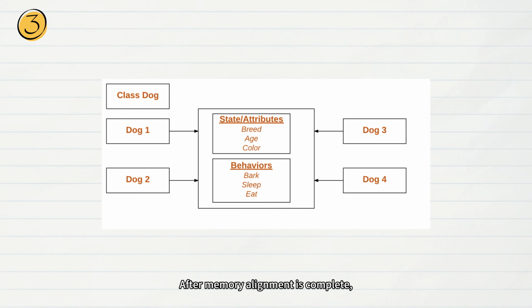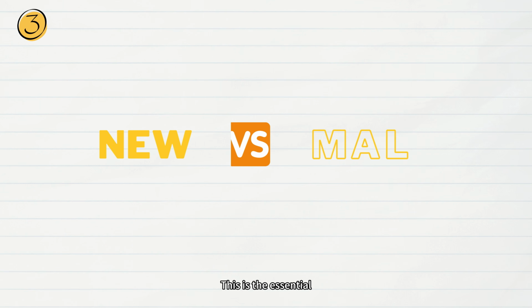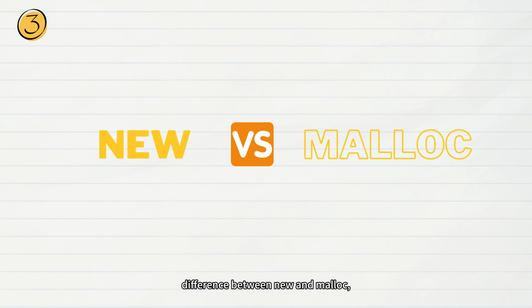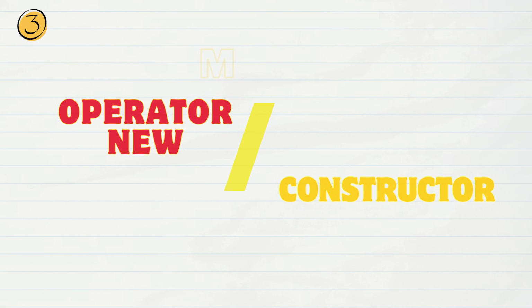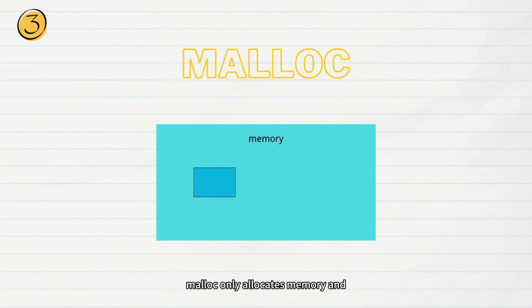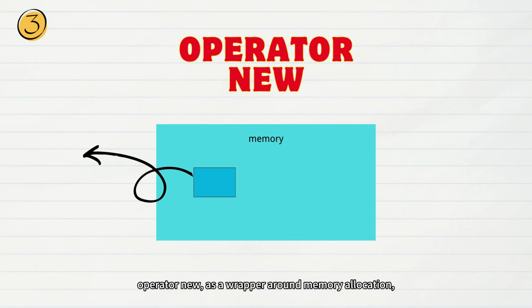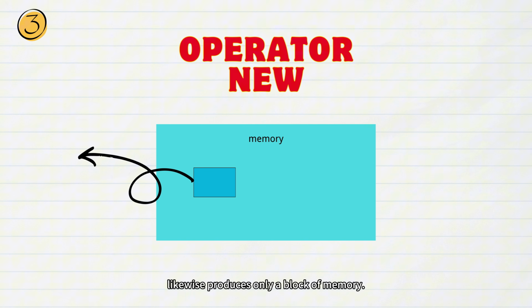After memory alignment is complete, we reach the core of the new expression, object construction. This is the essential difference between new and malloc, and it marks the boundary of responsibility between operator new and the constructor. Operator new and the constructor are completely independent components. Malloc only allocates memory and performs no initialization. Operator new, as a wrapper around memory allocation, likewise produces only a blank block of memory.